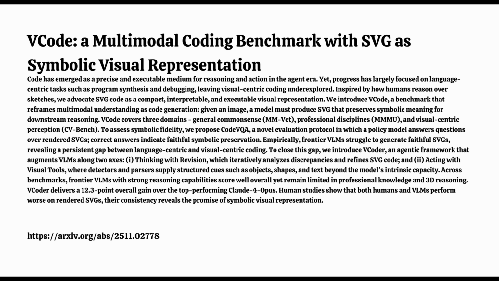If you've been tracking the progress of advanced AI agents, you know code is just crucial for reasoning and action. But historically, AI's success with code has been mostly focused on linguistic tasks, programming or debugging. And that's the core challenge here.